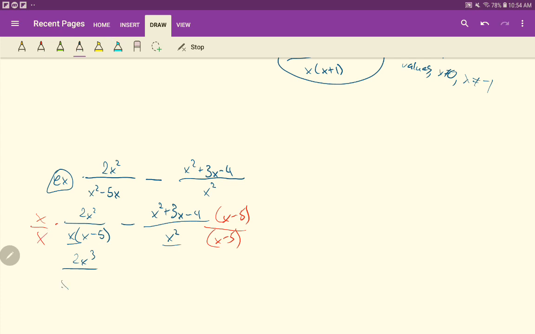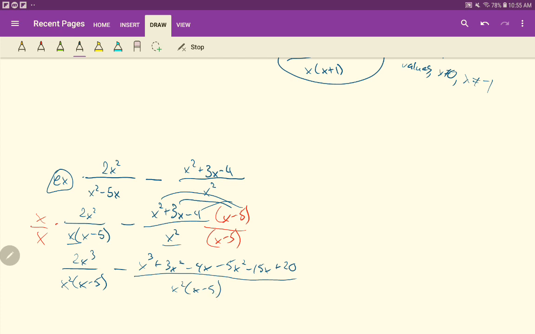Okay, and so that'll be x squared, x minus 5. And then the numerator here, I've got to multiply this all out. So it'll be x to the third, x times these three, so x to the third plus 3x squared minus 4x. And then the minus 5 will also have to multiply by all three of those. So minus 5x squared minus 15x plus 20, all over x squared times x minus 5.